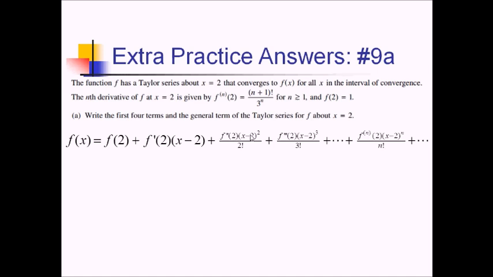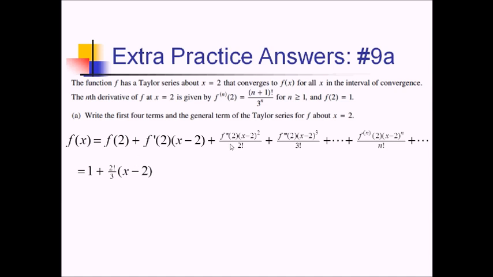So now I'm actually going to plug some things in. So f of 2, they actually told us that. That's 1. F prime of 2, we can figure that out based off of this. So that's going to be plugging in 1 for n. So that would be 1 plus 1 factorial, which is 2, over 3 to the 1 power. So 2/3 basically times x minus 2. And then I'll just leave the factorial there for now.